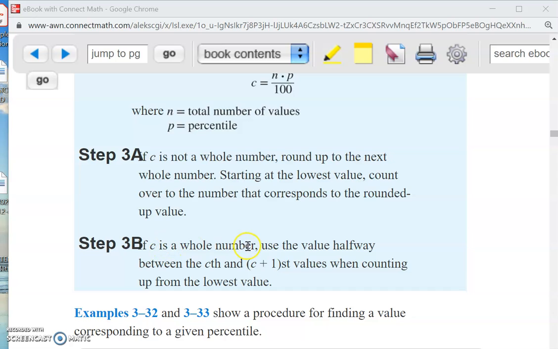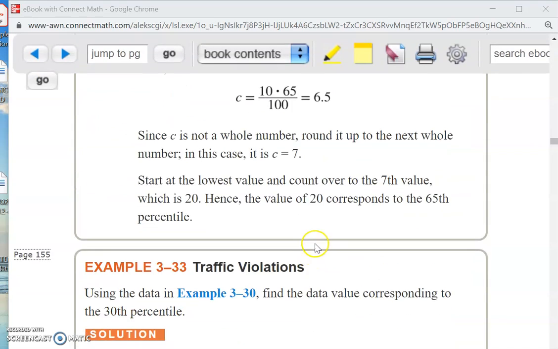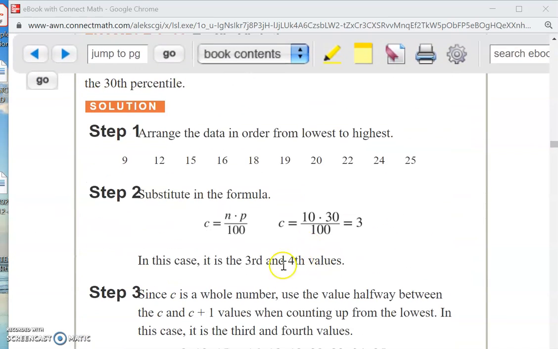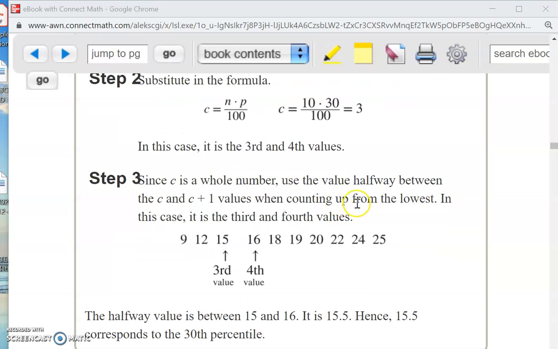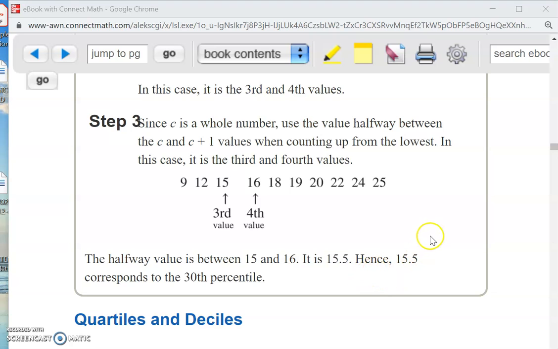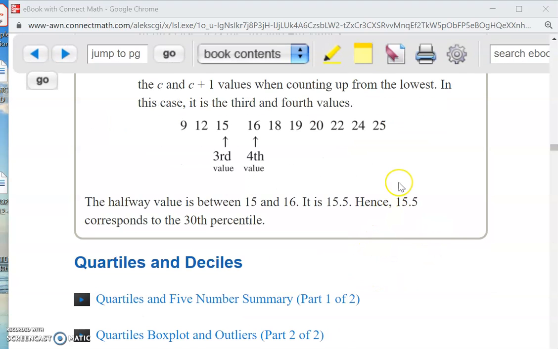If it's a whole number, use the value halfway between the Cth value and the C plus 1 value, okay? So if C is 3, we go between the third value and the fourth value. We go halfway between the third and the fourth value. The third value is 15. The fourth value is 16, so we go halfway in between, so we pick 15.5. That corresponds to the 30th percentile.